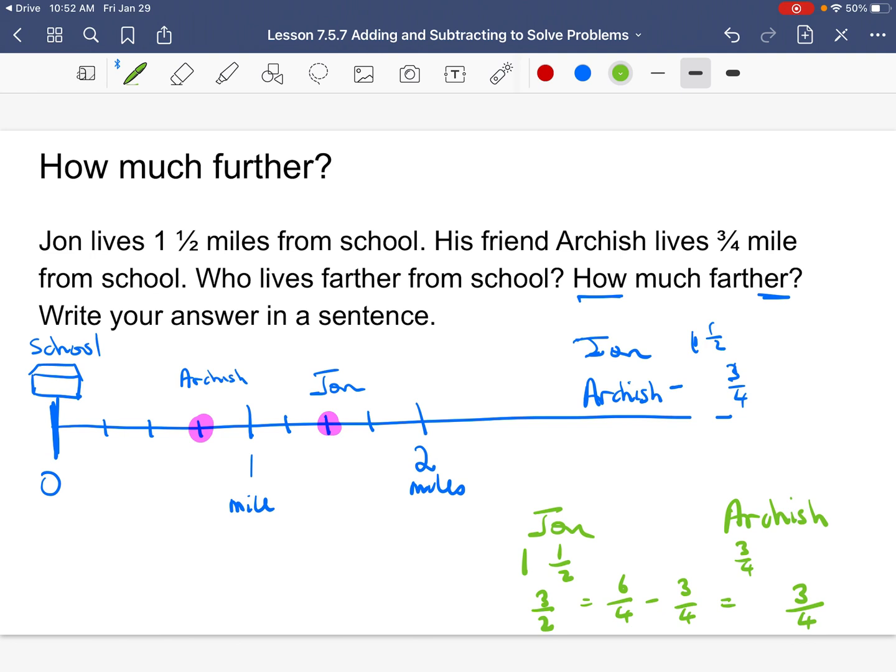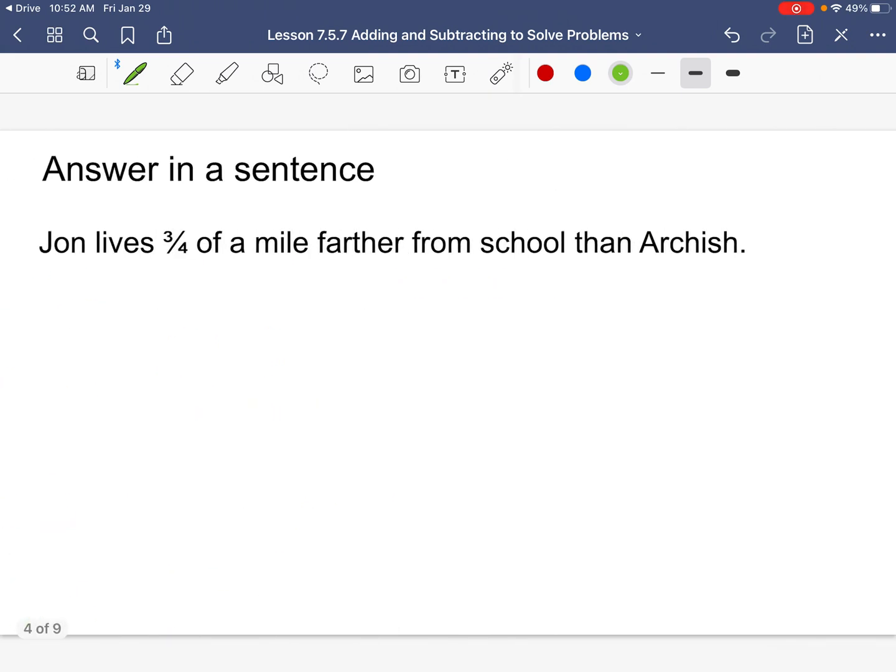So to come back to my question, who lives further from school? John does. How much further? 3/4 of a mile. And to put the answer in a sentence, John lives 3/4 of a mile further from school than Archie.